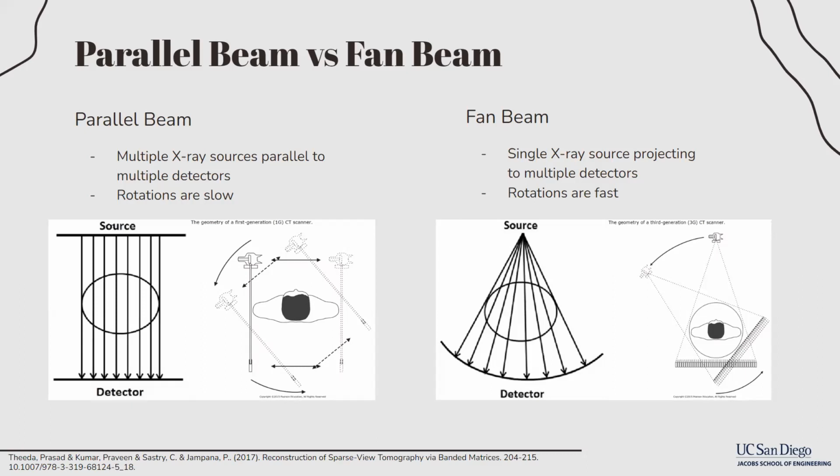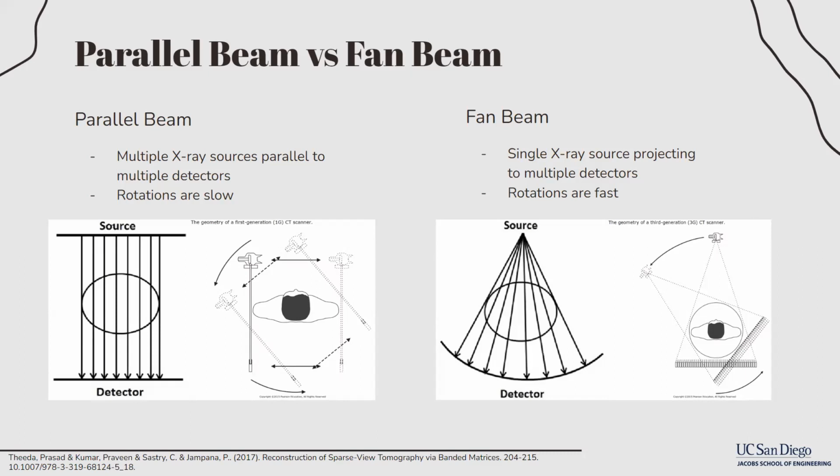Parallel beam projection was used in the first generation CT scans. Basically, the X-ray source and detector are parallel to each other, producing single line projections from the source to the detector. After it produces one ray, both the detector and source will move over and do this many times just for one view. This process is extremely slow and many rotations are needed to get sufficient data.